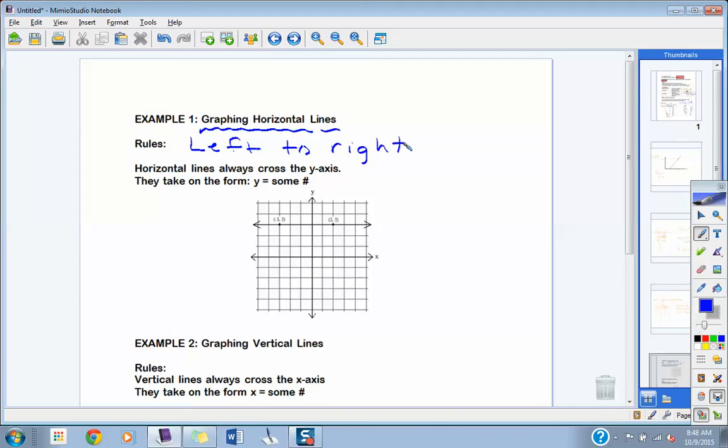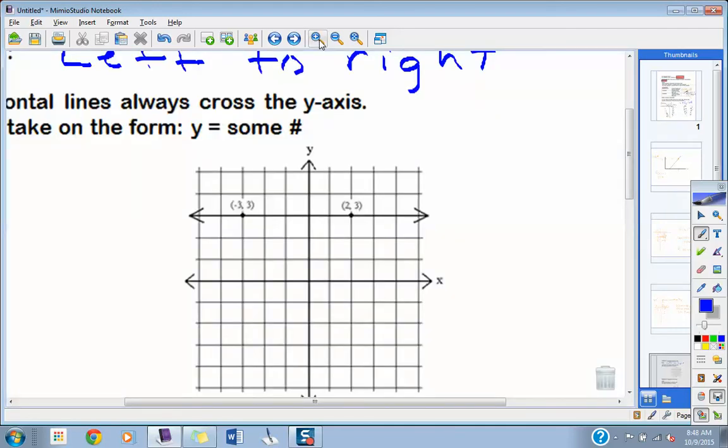So some rules about this. Horizontal lines always cross which axis? Well, take a look at this line right here that I've drawn. Which axis does that line cross? Crosses the y-axis. Okay? And it's also going to take on the form of y equals some number. Well, guys, look at these 2 points that define this line. It is horizontal, isn't it? What is this first point? -3, 3. What's this point right here? 2, 3.